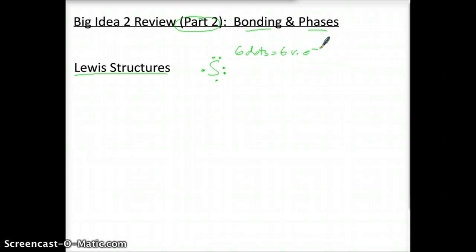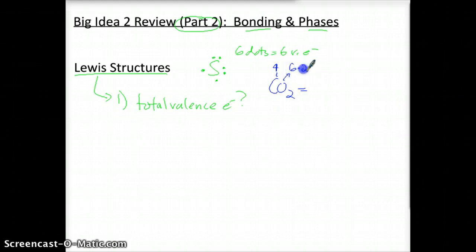Lewis structures, we are not going to review how to draw them right now, but we need to know the 2 things to check for if you've drawn a Lewis structure correctly. Number 1, the most important thing, do you have the correct total number of valence electrons? So for example, if you have the compound CO2, carbon has 4 valence electrons because it's in group 4. Each oxygen has 6 because it's in group 6, but there's 2 atoms of it. So 12 plus 4, 16 electrons.